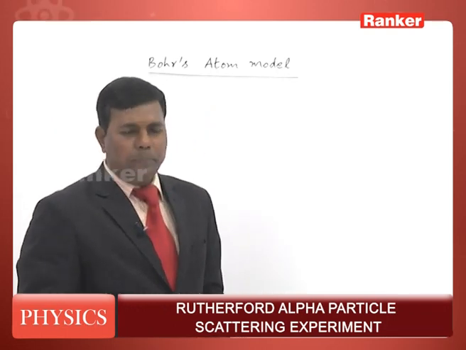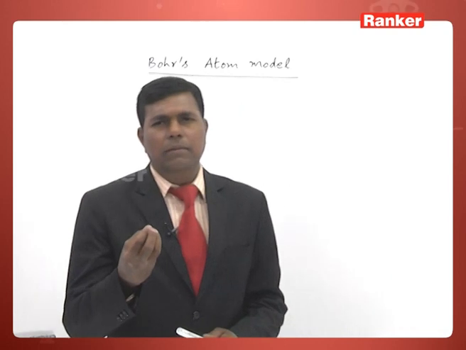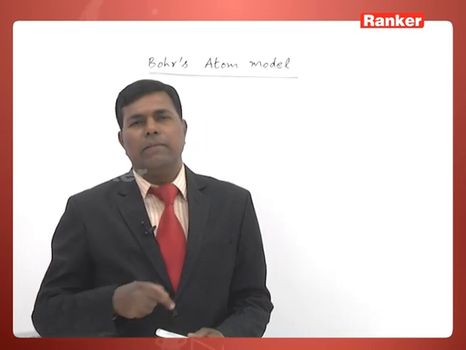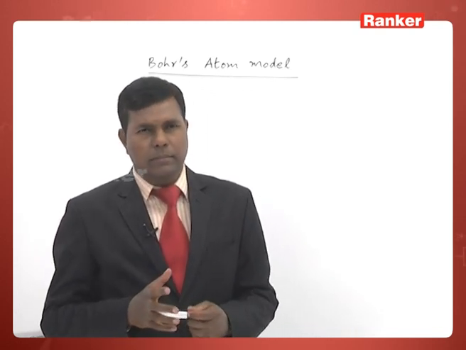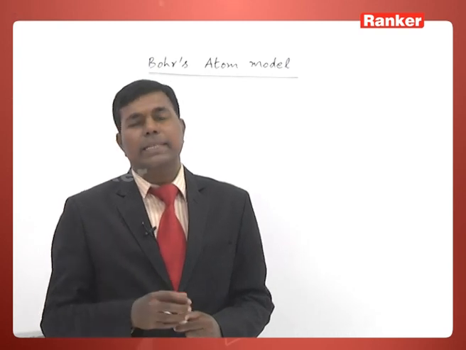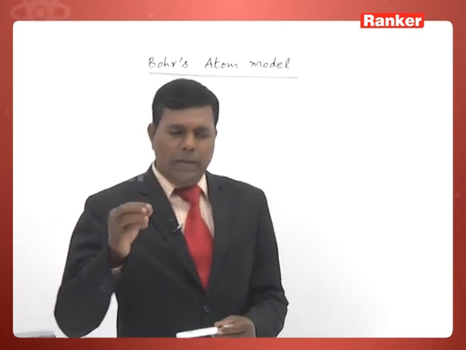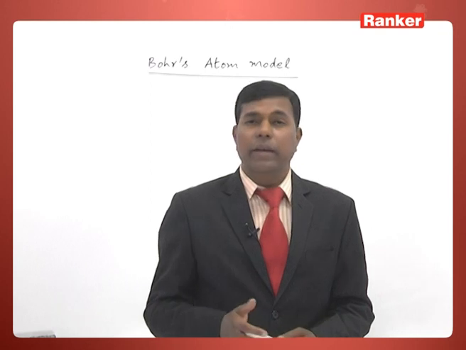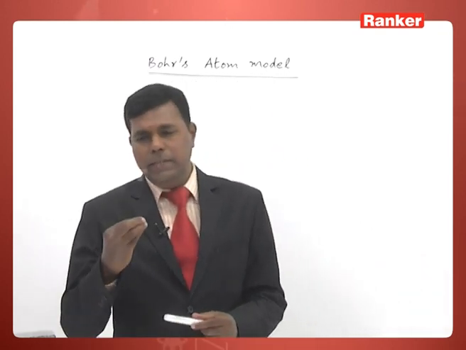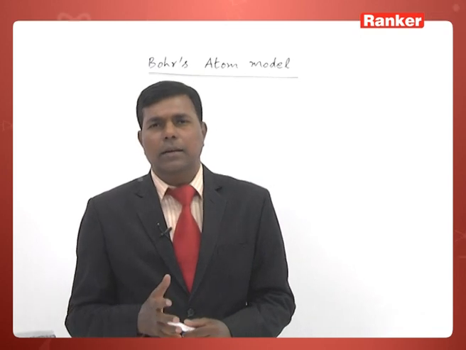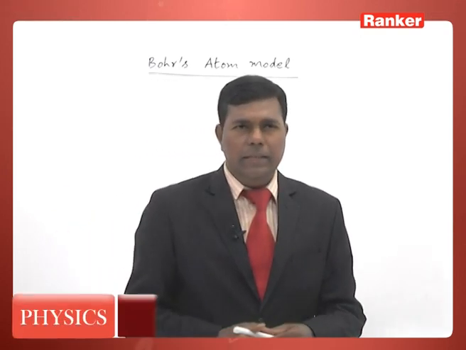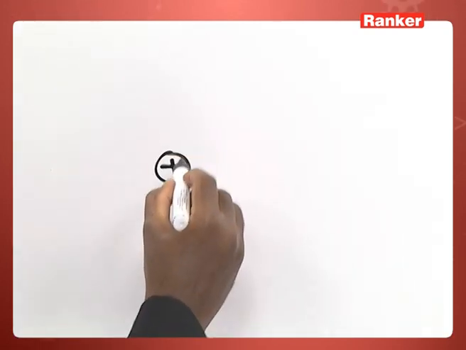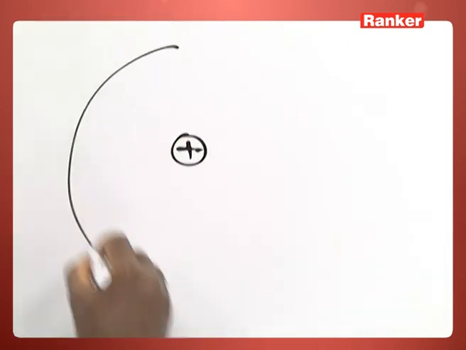The first one is an atom consists of a positively charged core, which is called a nucleus, and around this nucleus a number of electrons are revolving in circular orbits, and he defines what you call stationary orbits also. When an electron is revolving in this stationary orbit, then it will not emit any electromagnetic wave. That is, the energy of the electron is not lost by the emission of any electromagnetic wave. That is a postulate.